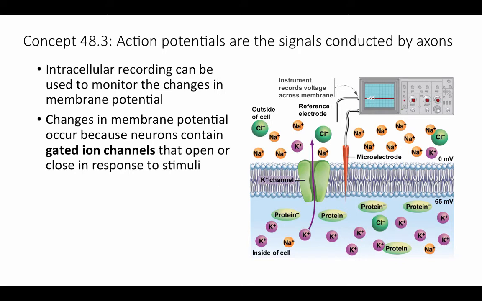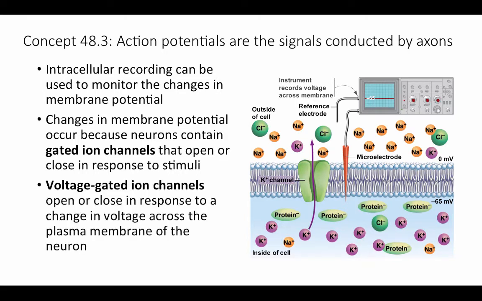So changes in membrane potential occur because neurons contain gated ion channels that open or close in response to stimuli, and opening and closing these gated ion channels is going to allow ions to flow across the membrane along their electrochemical gradient. In particular, voltage-gated ion channels are going to be very important in this action potential process, and they're going to open or close in response to a change in voltage across the plasma membrane of the neuron. So they're going to open when a certain threshold membrane potential has been reached.